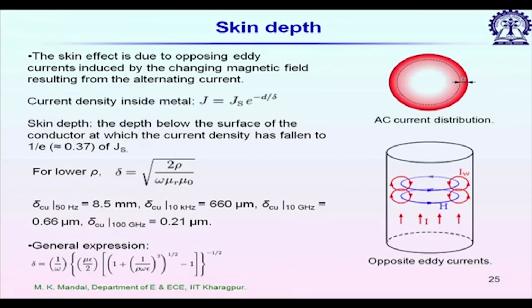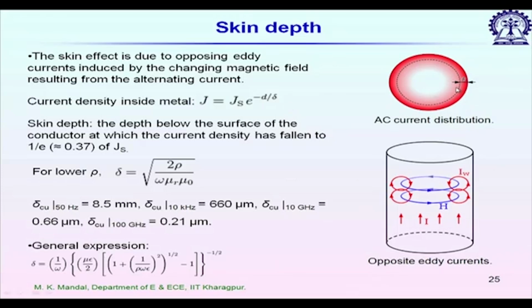Now look at this top right picture. We are sending some electromagnetic signal through some metallic wire. Now, we are plotting the current density over the cross section of this wire. As you can see, this current density is highest on the surface of the wire, and if we go further inside, the current density decreases. It decreases exponentially, given by this relationship J equal to Js times e to the power minus d by delta.